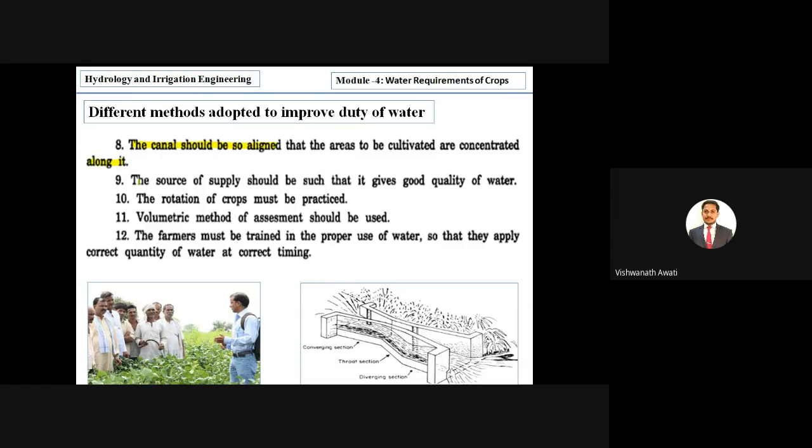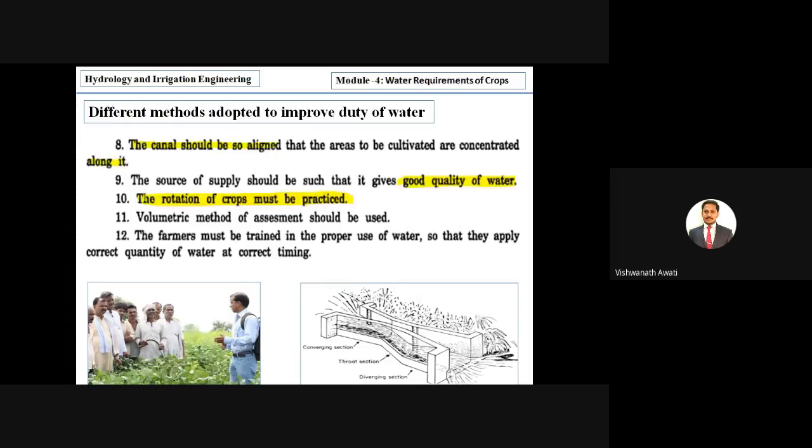Next is, the source of supply should be such that it gives good quality of water. So good quality of water is required, and we have to make sure that the source of water supply has a good quality of water. Next, the rotation of crops must be practiced. Crop rotation must be practiced.